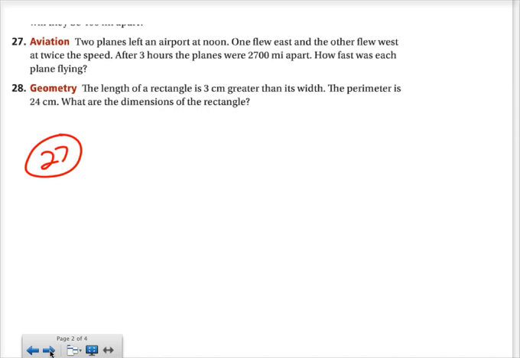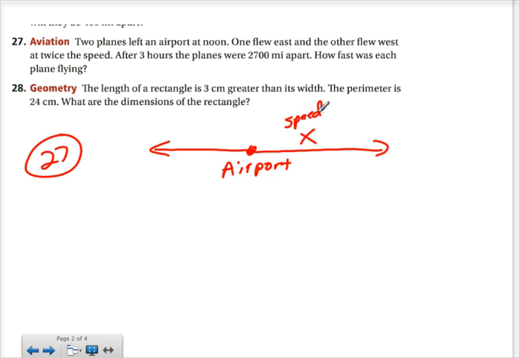So the first thing I would do is just go ahead and draw a little sketch to get myself going here. And my little dot there is going to be the airport. And then throw in the information that I know. One flew east, the other flew west. Well, I don't know how fast the one to the east is going, so I'm going to use an x for that speed. And then the other one that flew west was twice that speed, so I'm going to use 2x for the speed of that second airplane.